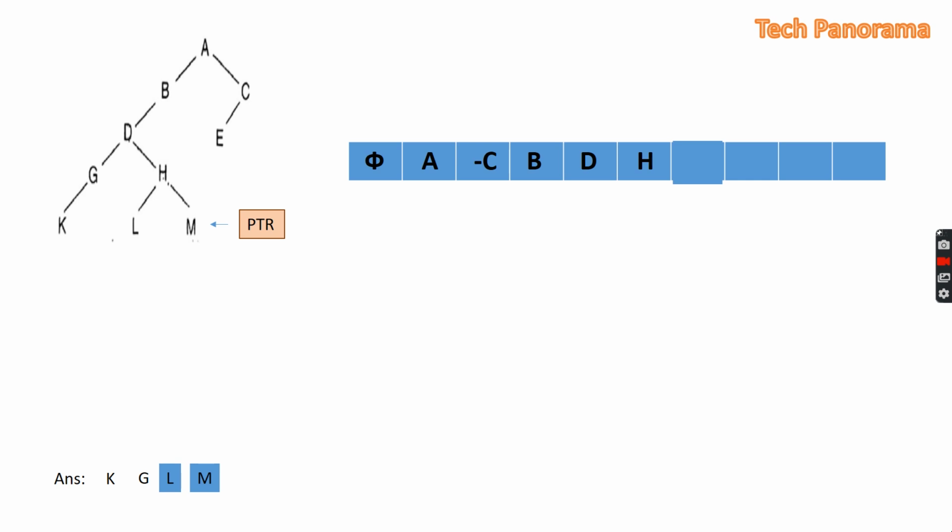Next we will pop the element, that is H, and assign it to the PTR. First we will process the H as it is positive. Next we will pop the element. The popped element is D. We assign it to the PTR, and as it is positive, we will simply process that element. The next element to be popped is B. We will assign it to the PTR. As it is positive, we will simply process it.